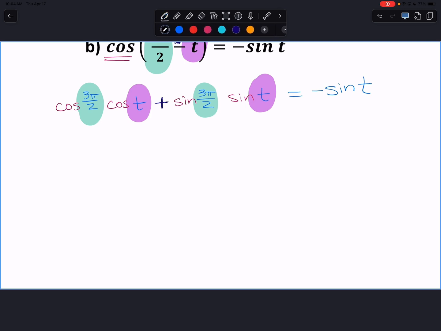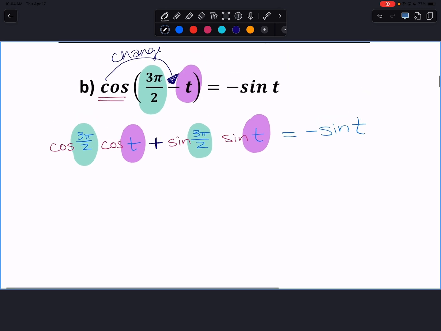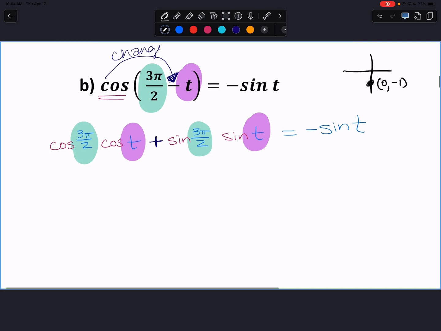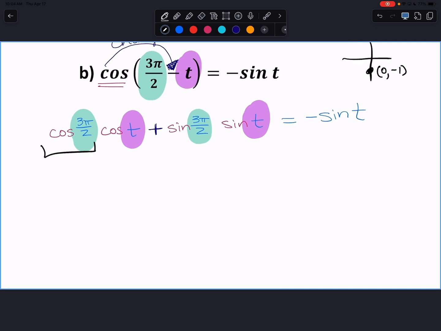Okay, so cosine of 3 pi over 2. 3 pi over 2 is right here, right? That's the point 0, negative 1, yeah? So we're going to change cosine of 3 pi over 2 to what? 0. 0 times the cosine of t plus the sine of 3 pi over 2, negative 1 times the sine of t. And I want to see, does it equal negative sine of t?